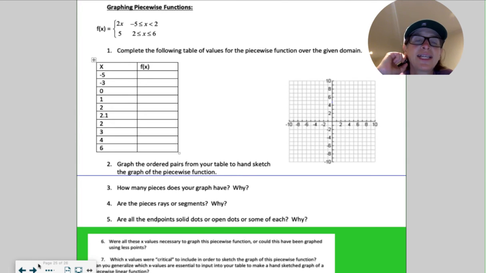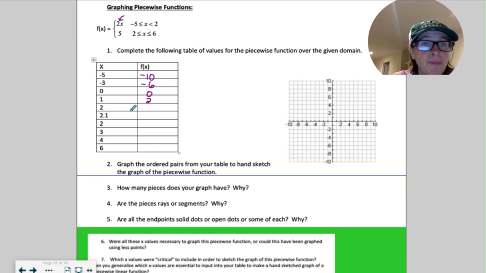All right, so let's get more specific with piecewise functions. What if I actually want to graph the piecewise function? All right, so we're going to complete a table of values here over the given domain because I want you guys to see what would make it a little bit easier. All right, so if I plug in -5, I have to go to this function, so that's going to give me -10. -3 is also that function, so that's going to give me -6. 0 is also that function, so that's going to give me 0. 1 would give me 2.